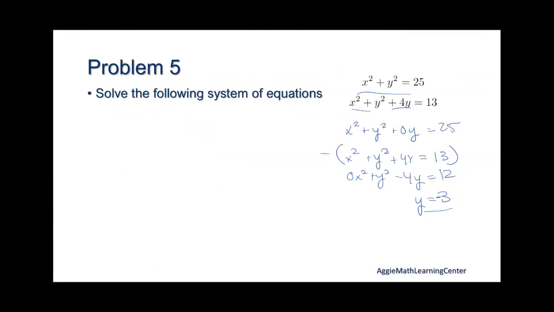So we're going to take this and plug it back into this equation, and we'll get x squared plus negative 3 squared equals 25, which will give us x squared equals 16. So I took this 9 and subtracted it to the other side and got 16. Then we'll take the square root of both sides, which will give us plus or minus the square root of 16, which is plus or minus 4.